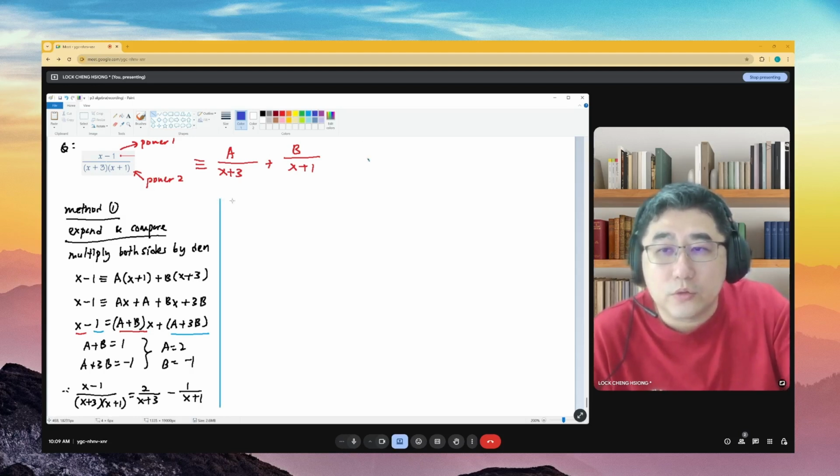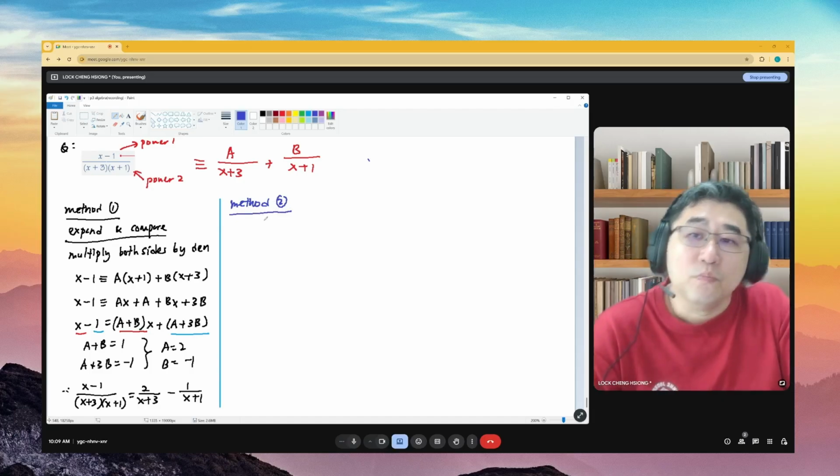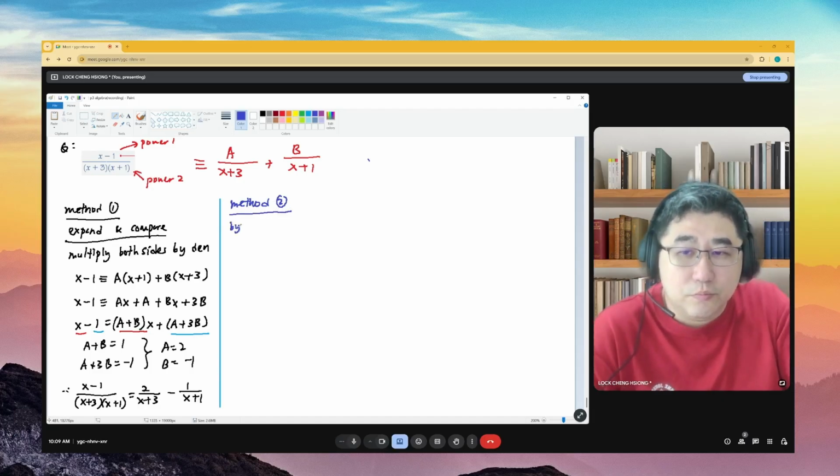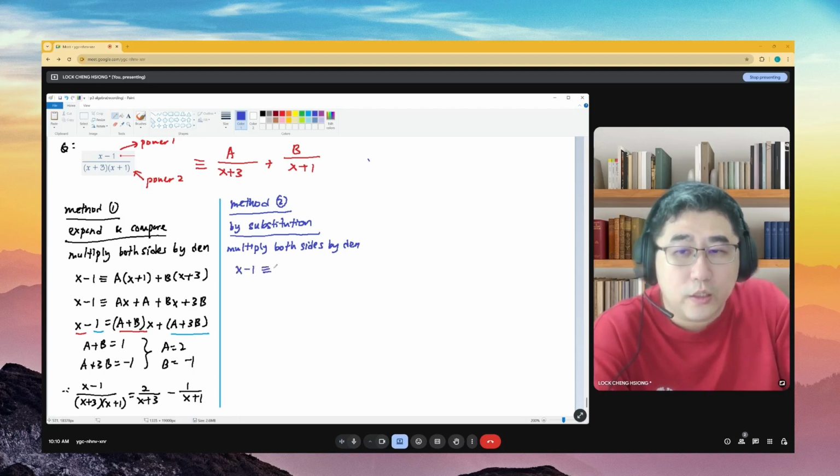Let's look at method 2. Method 2 is called by substitution. Same thing, I'm going to multiply both sides by the denominator. So I will have x minus 1, triple line, a times x plus 1 plus b times x plus 3.